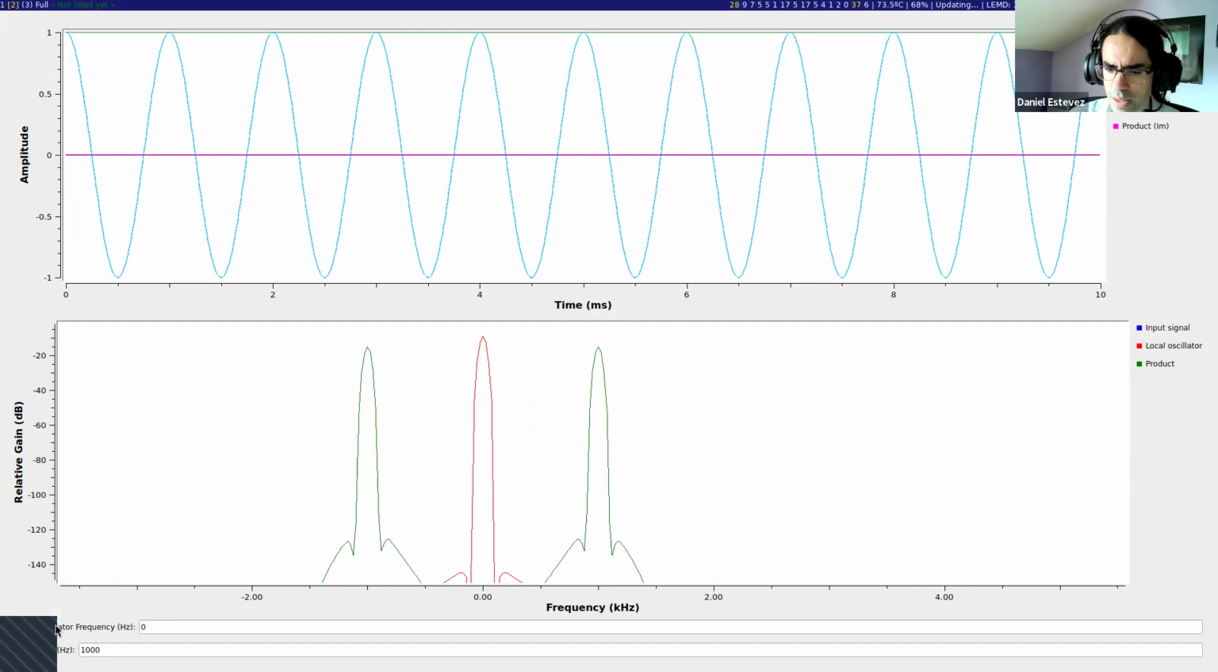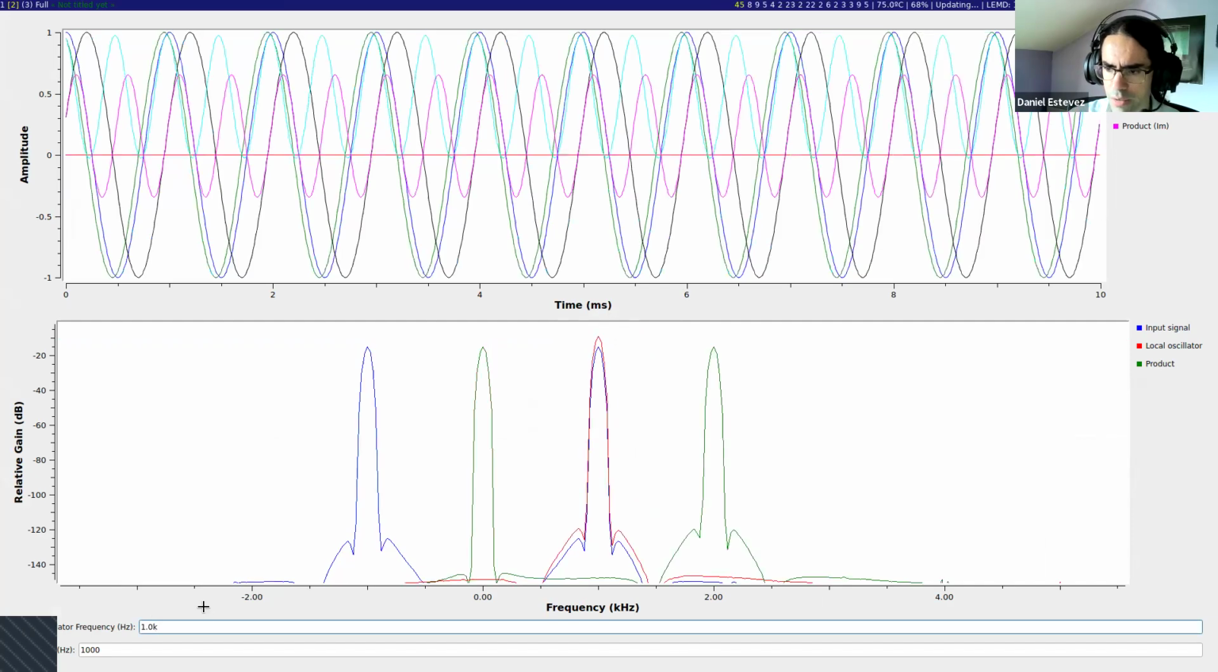But now what happens if I set the local oscillator frequency to 1000? What we have is on the output, on the product, we have something at 0 hertz. So this is the signal we intended. But we also have something at plus 2 kilohertz. And the reason is because the spectrum of the original input signal is symmetric. It is the spectrum in blue. And we are shifting everything up by 1 kilohertz. Then this blue thing goes here. This blue thing goes there.